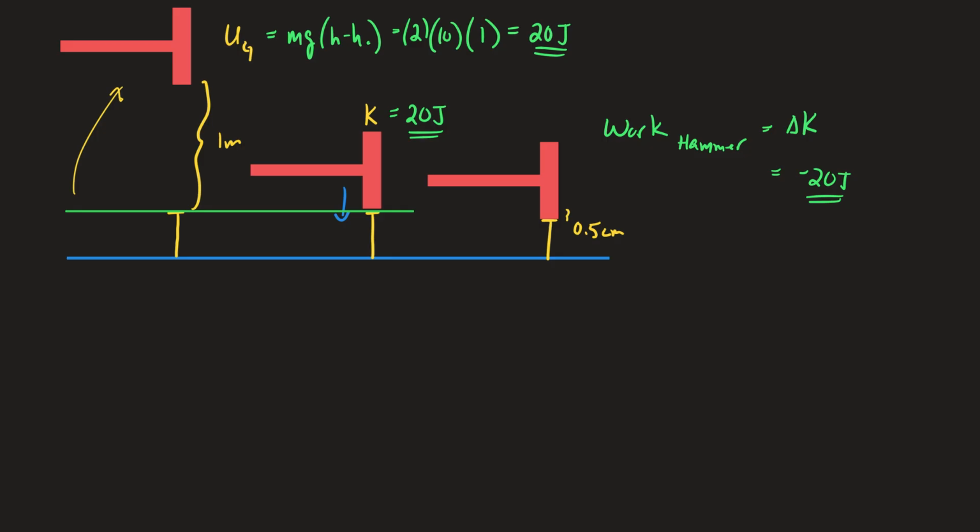Do you follow what I'm doing? Look, it's the flow of energy, guys. So the hammer had 20 joules of energy. It gave that 20 joules of energy to the nail in driving the nail in. So how much work was done on the nail? 20 joules. If the nail did negative 20 joules to the hammer, the hammer had to do positive 20 joules to the nail. You guys follow that argument?